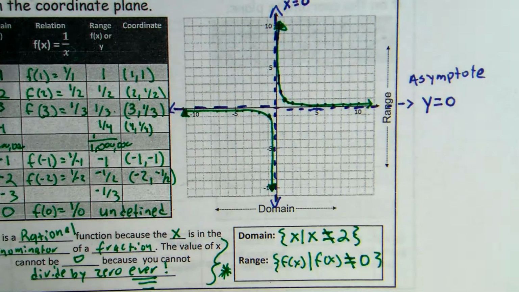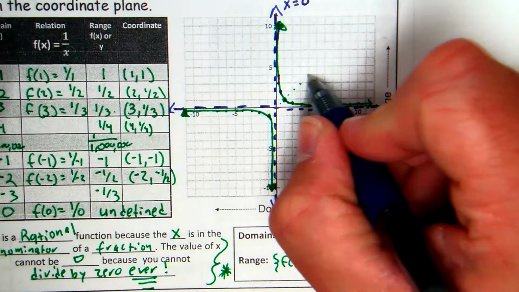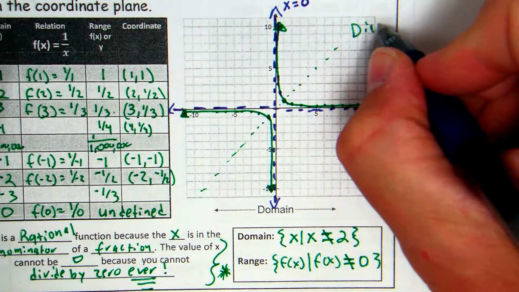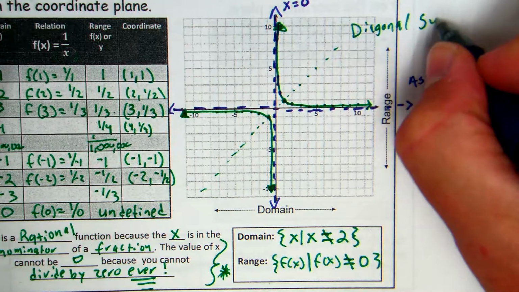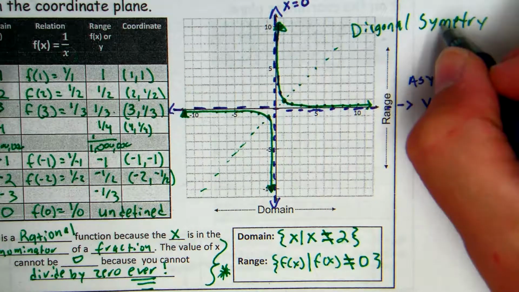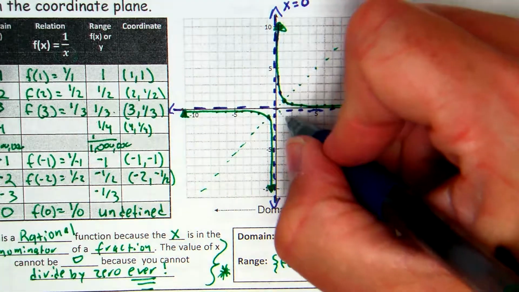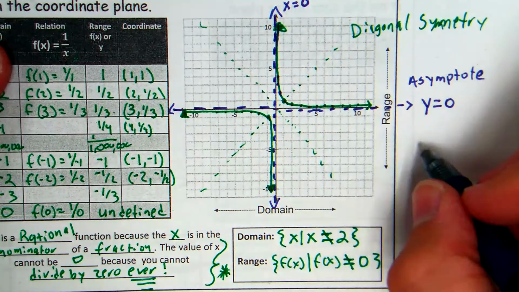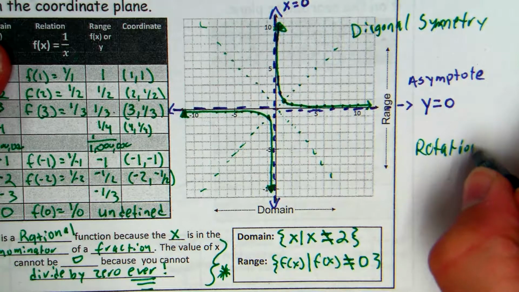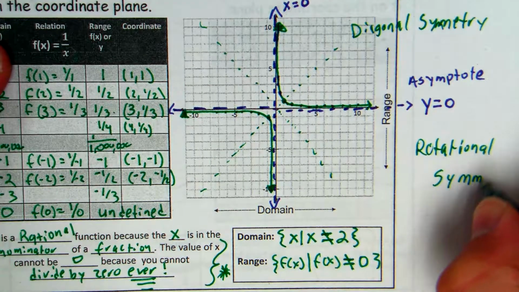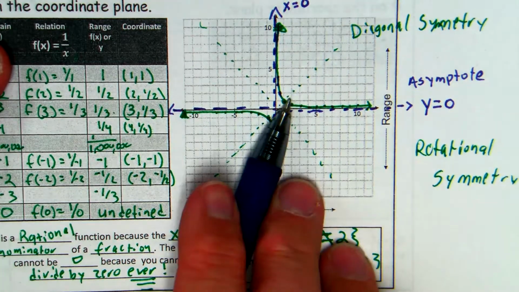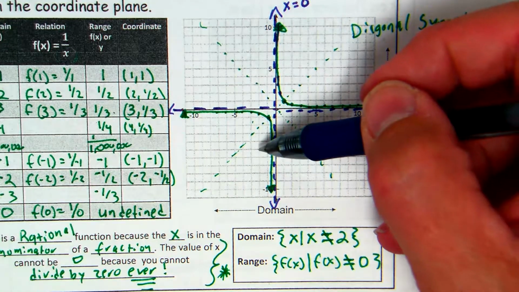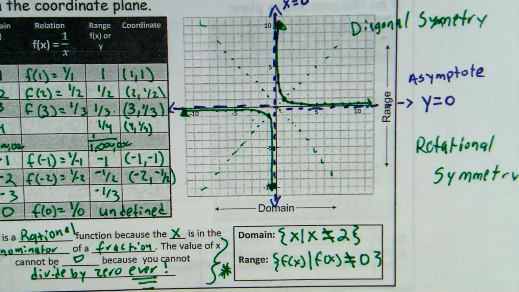Couple other things you might want to recognize as we look at this. This does have a diagonal line of symmetry. It actually has a second diagonal symmetry coming the other way as well. And it also has rotational symmetry. If I were to spin this, this graph up here would rotate down to this side. This graph would rotate up to this side, and they would match.